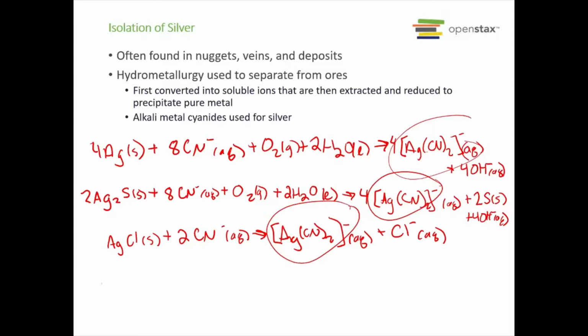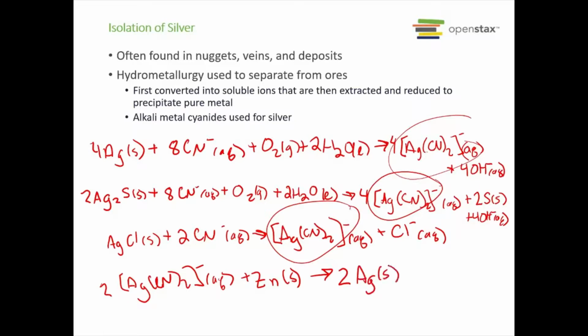So from here, this dicyanoargentate(I) ion, we take it and we react it with some zinc. Zinc or iron(II) is used, which then serves as a reducing agent to give us solid silver. And then we have the zinc tetracyanide 2- ion. And that gives us our solid silver.